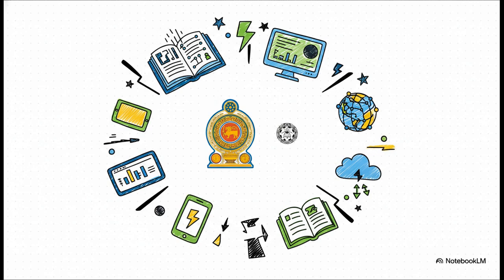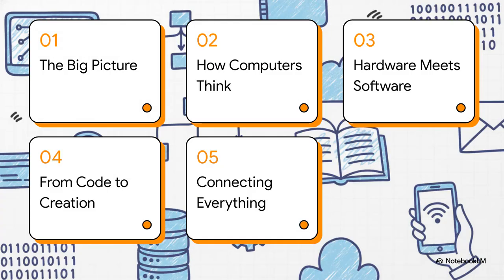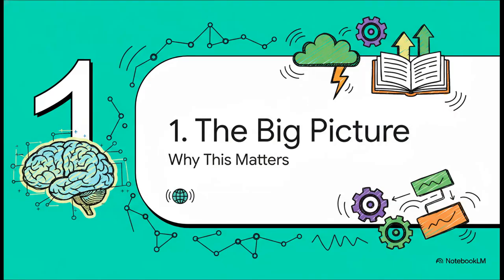You can think of it as a detailed map for any student who's about to step into the advanced world of technology. So, we're going to break this down into 5 parts. We'll start with the big picture vision and then get right into the nitty-gritty of how our digital world is actually built.